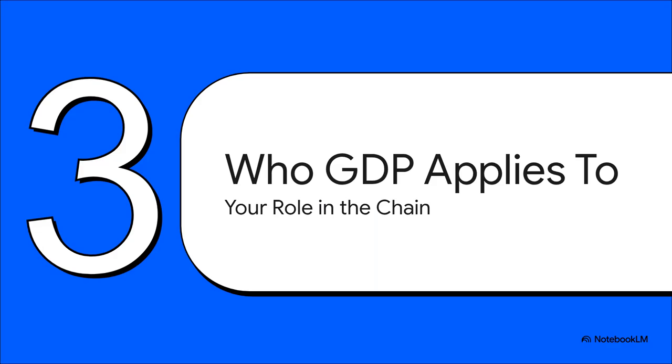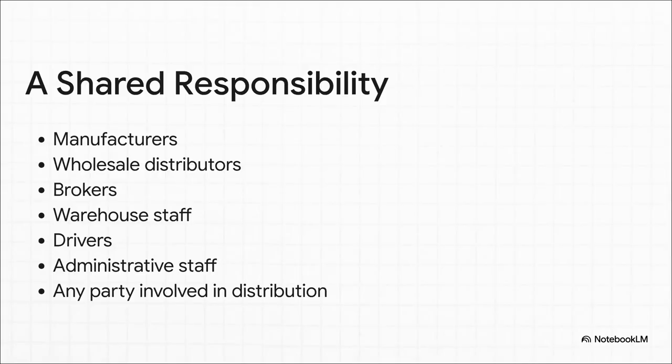So this leads us to a really vital question, especially for your training. Who exactly is on the hook for upholding these critical standards? And the answer might surprise you. It's incredibly broad. See, compliance is a shared responsibility. This is not just a job for the quality control team. It applies to every single person who touches the product on its journey, from the warehouse staff who handle it, to the drivers who transport it, and yep, even the admin staff who process all the paperwork.